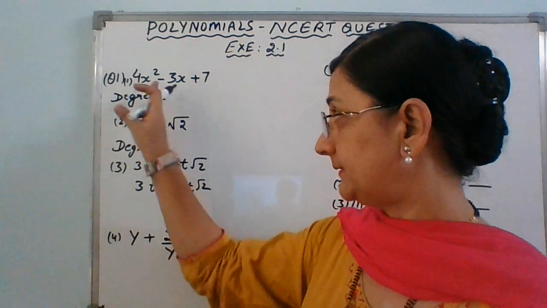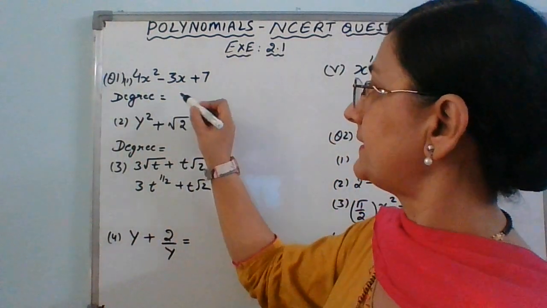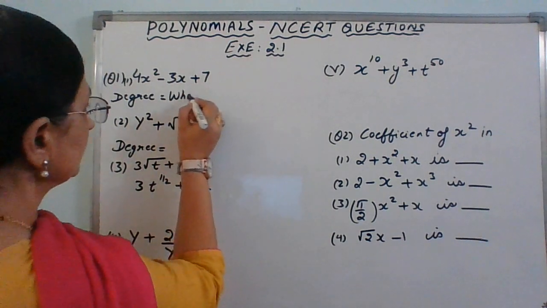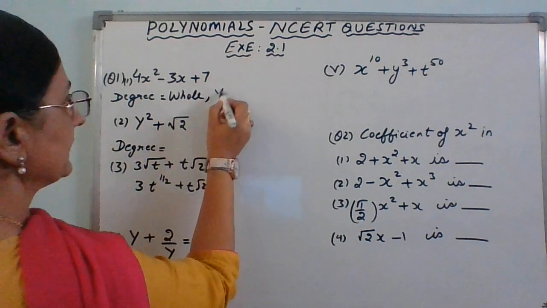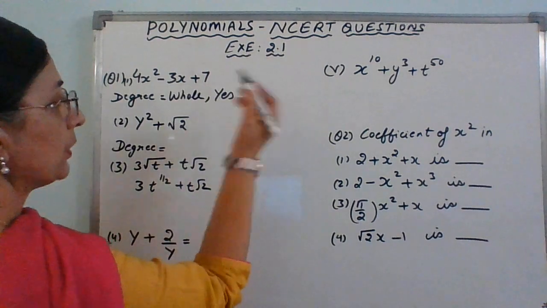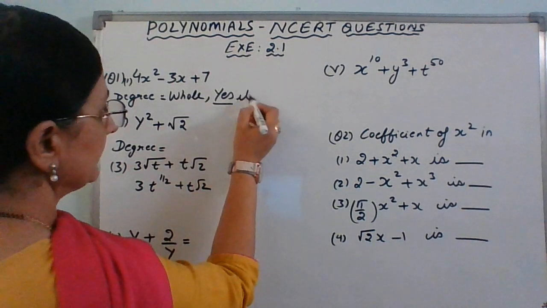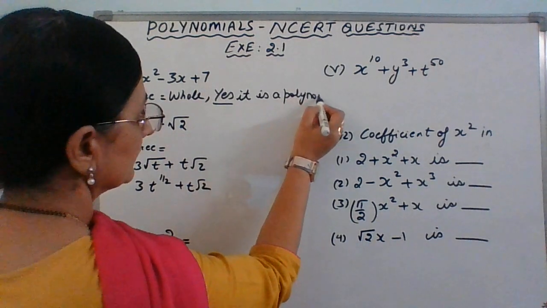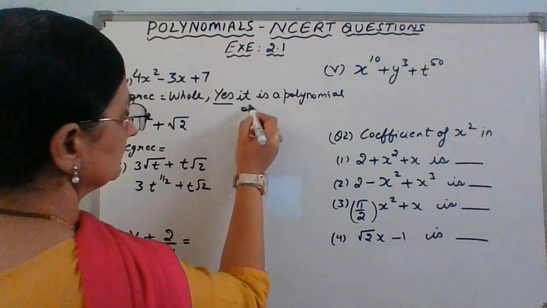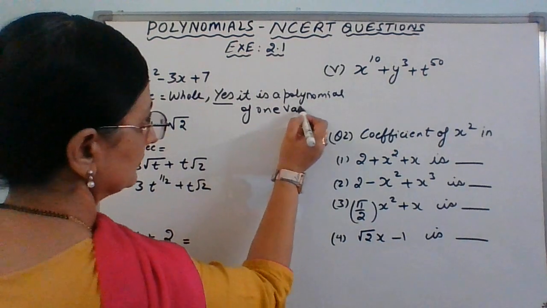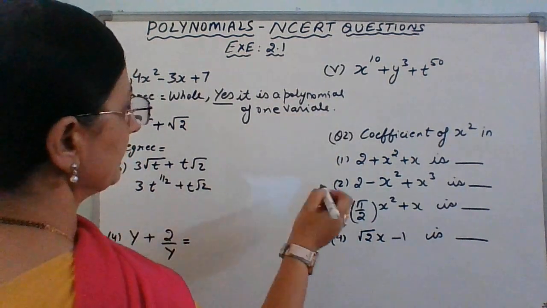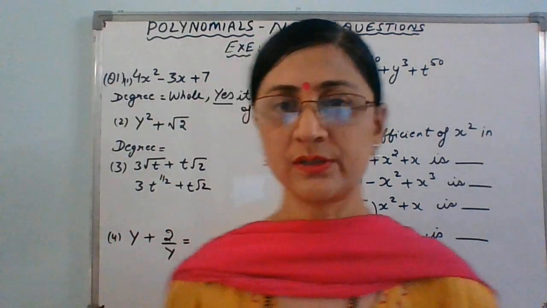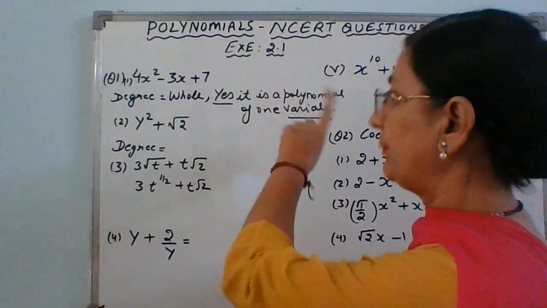Now, since the degree of x is a whole number, yes, it is a polynomial of one variable. You have to write this line in every part, right? Now the first question, yes, it is a polynomial.